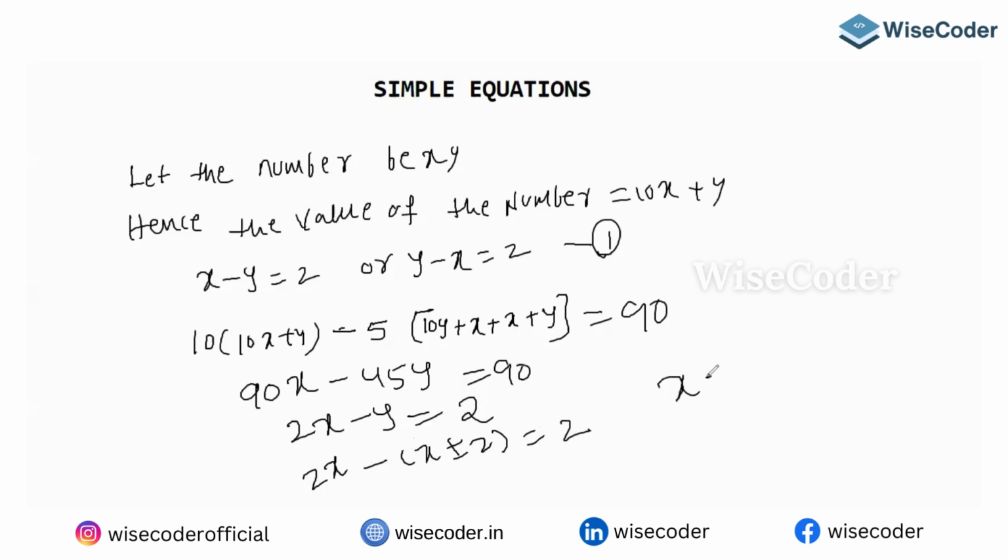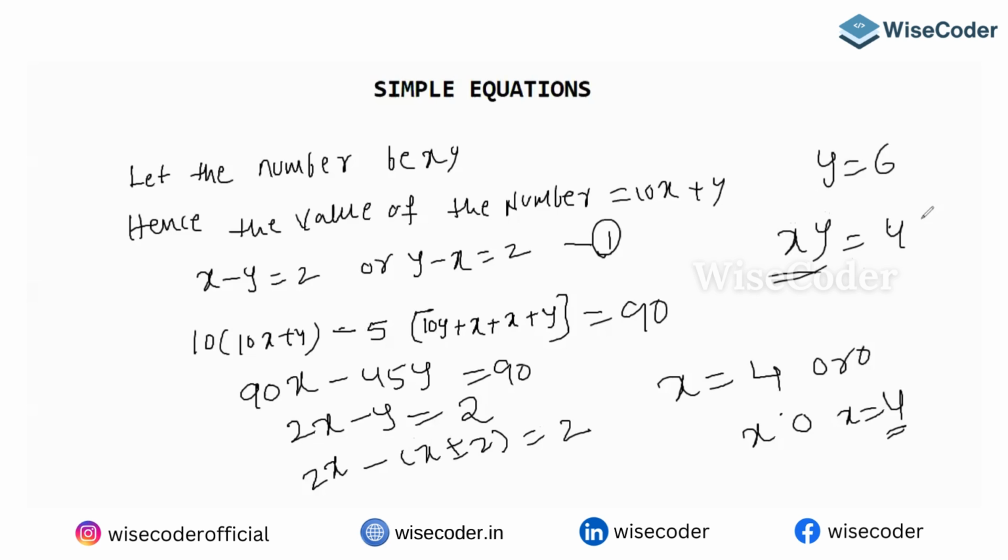So from this you can write x is equal to what? 4 or 0. But x cannot be 0. Then x is equal to 4 only, because if x is 0, then 10x plus y is going to be a single digit. So x cannot be 0. Substitute the x value there, you will get y equals 6. So then the number xy is going to be 46.